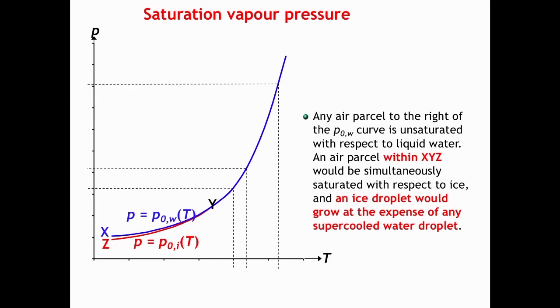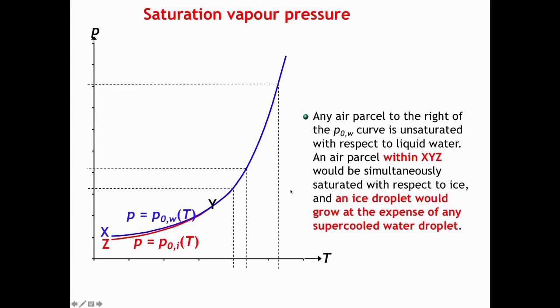So that would mean that if you had a water droplet and an ice crystal, and it was in a condition between X, Y, and Z, then you're unsaturated with respect to the liquid water droplet, so the liquid water droplet will shrink. But you're in saturated conditions with respect to the ice, so you'd have to move to form the condensed phase. So your liquid water drop would evaporate and your ice crystal would grow.